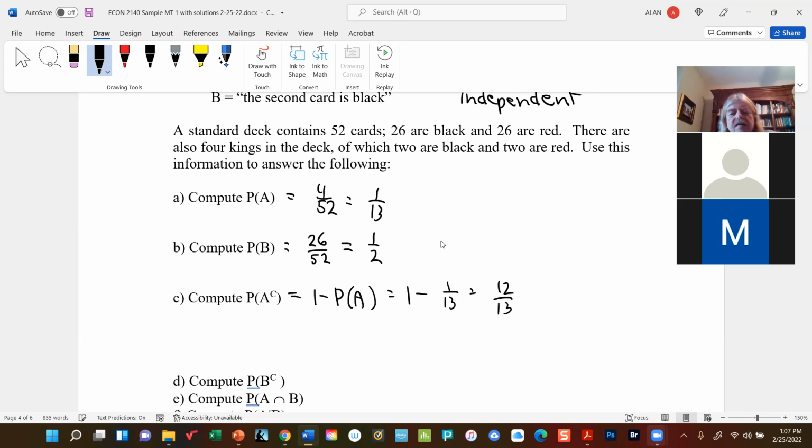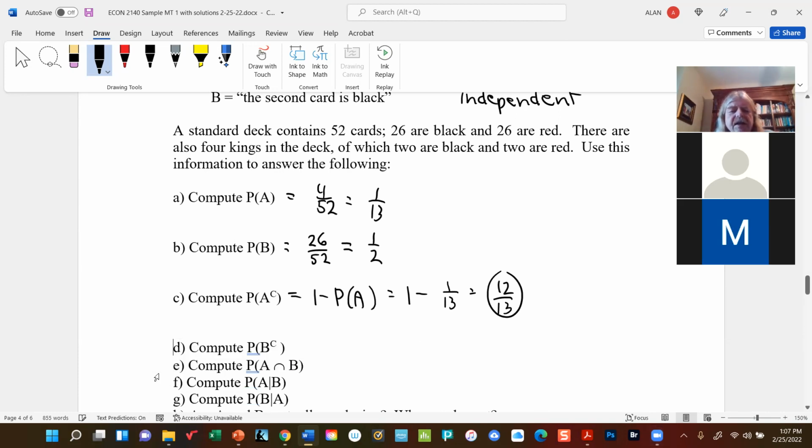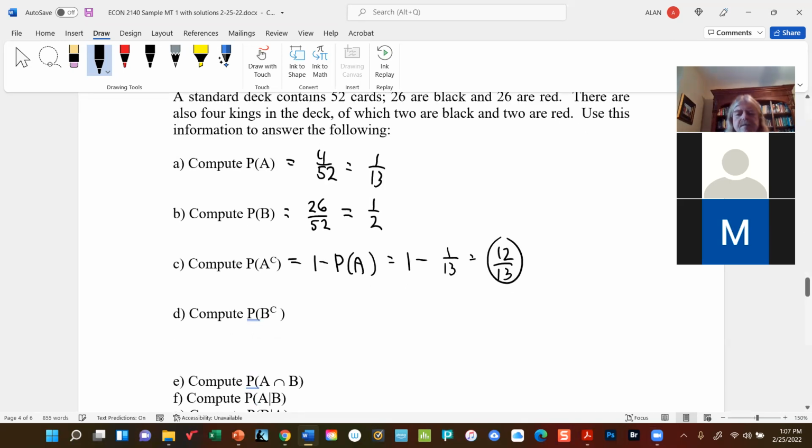12 out of 13. Or if you left it in 50 seconds, that would be 48 out of 52. Very good. How about D? Same thing, it's a complement. The complement rule is very straightforward. And here's just 1 minus a half, which is a half. Or if you want to write it as 26 out of 52, that's fine too.